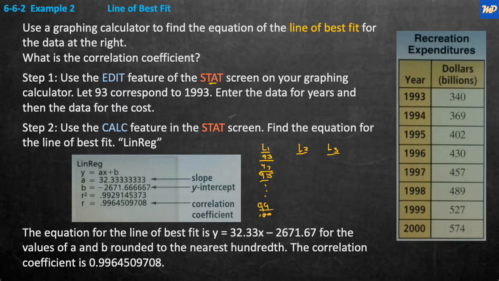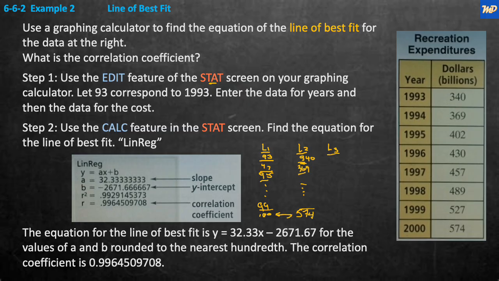Then you're going to go over with your cursor key and back up to the top, to the piece that matches the 93, and right across you're going to write 340. Then below that, you're going to write 369. You're going to do that down until you get to the bottom. The last one down here at the 100 is going to be 574. That's the last one you're going to write. It corresponds to this data right there.